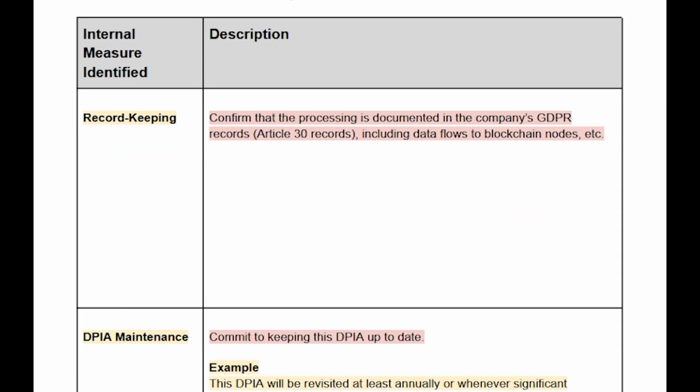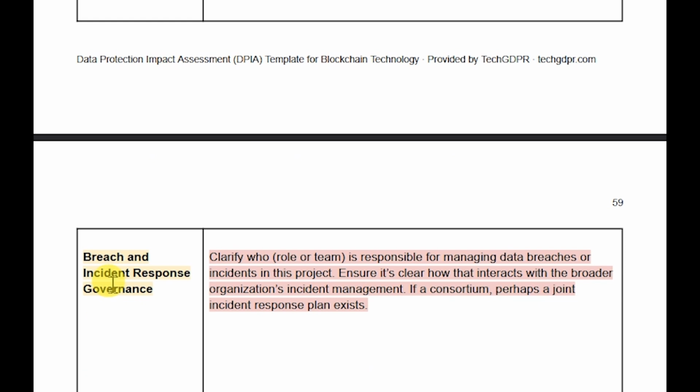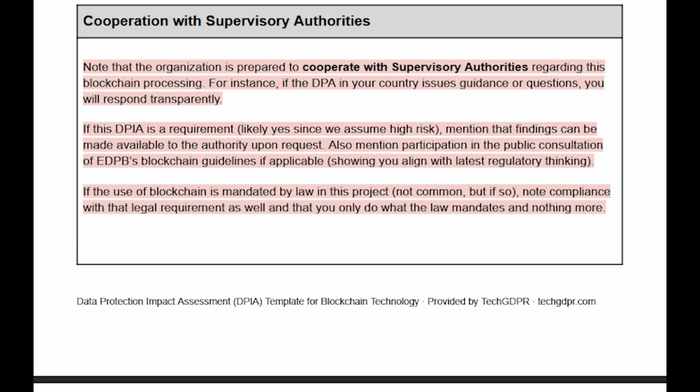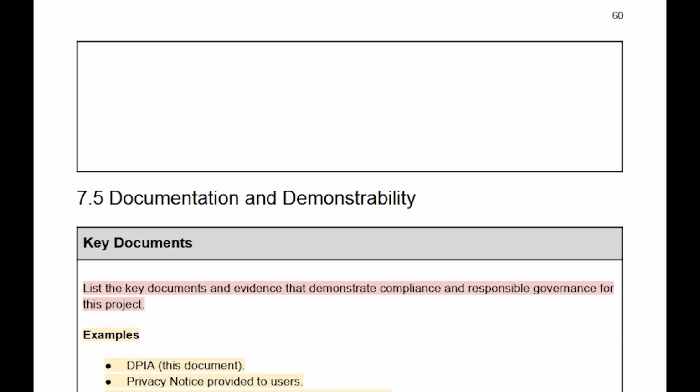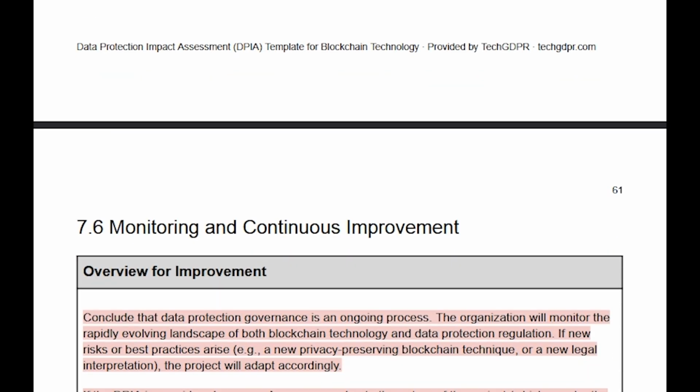Internal accountability measures. Again, example, and then this is guidance. If the example is not relevant, remove the entire row. Regulatory cooperation, documentation and demonstrability, monitoring and continuous improvement.